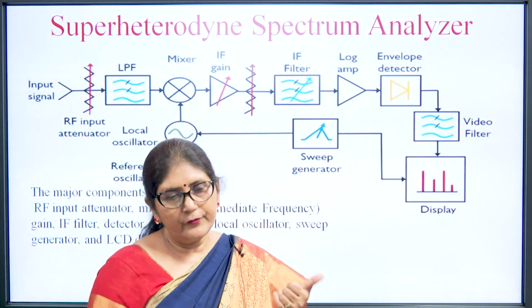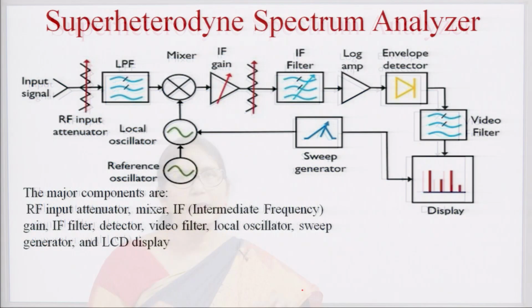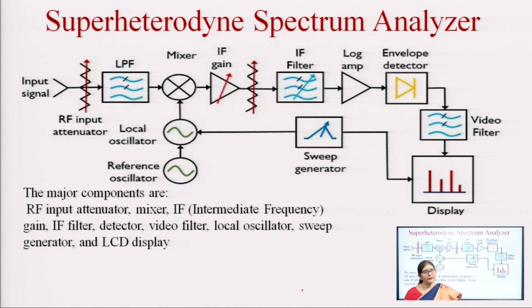Then next is the superheterodyne spectrum analyzer. In the superheterodyne spectrum analyzer, as we see in the figure, the input signal is applied to the RF input attenuator circuit. This spectrum analyzer is used for the measurement of signals in the radio frequency range. Suppose we want to see the spectrum of a particular range of frequency, then the input signal is passed through this spectrum analyzer circuit, which uses an RF input attenuator.